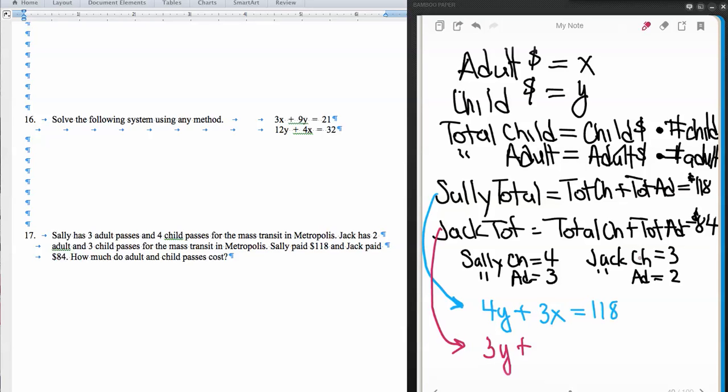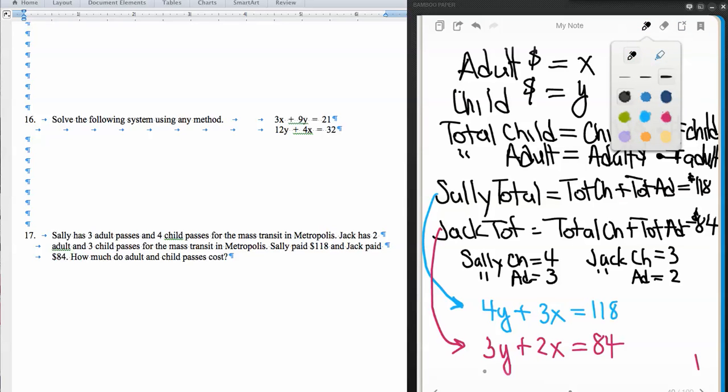And then plus, he had 2 adults, and their value is x, and that gave him $84. And then what we want to do is solve this system that we've created. These things are set up very nicely for elimination, so why don't we go ahead and just solve it through elimination. I'm going to look at adding these together and then eliminate one of the variables. I'm going to choose to eliminate the x.